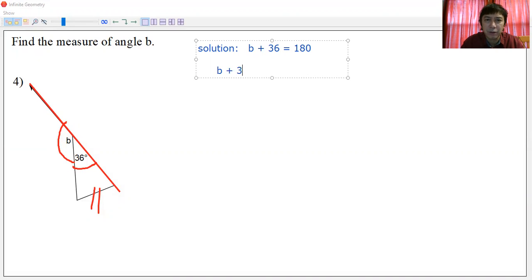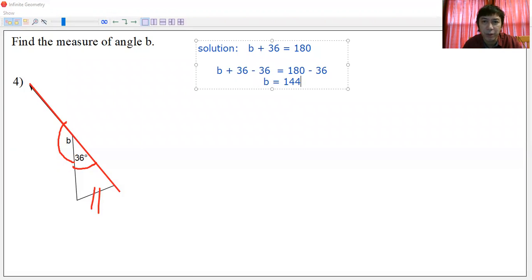We start with the equation, and this is equal to 180. We'll be applying the subtraction property here. Subtract 36 from both sides. So this is minus 36, and also on the right side we're going to subtract 36. The left side will just be the variable B, and this will be 180 minus 36. So this will be 144. All right, that should be our answer.